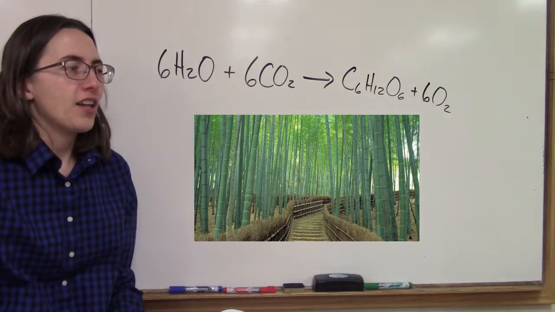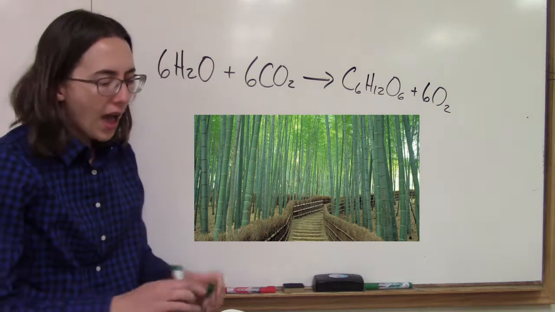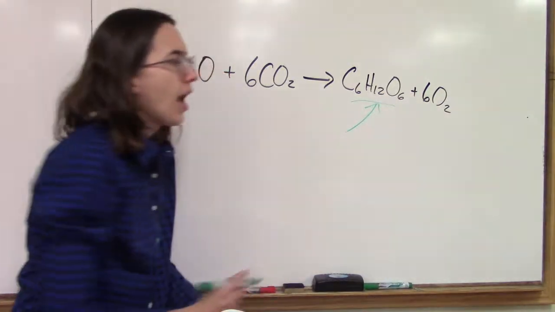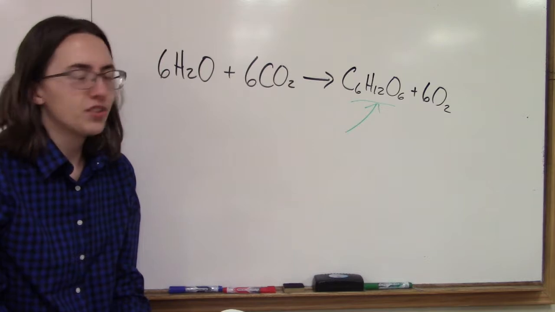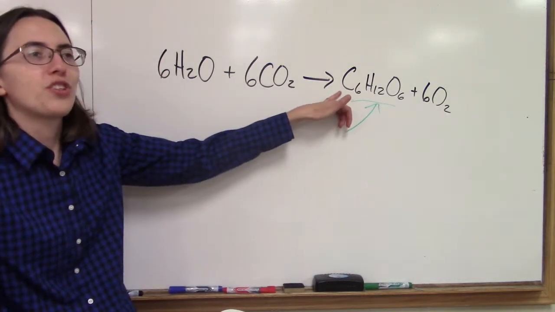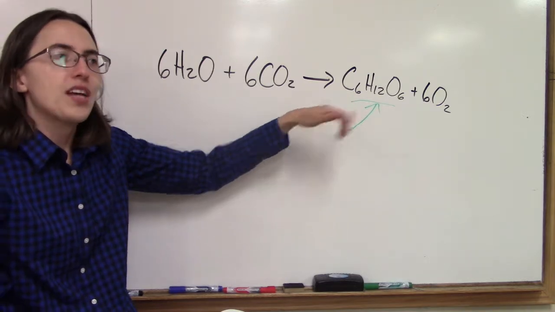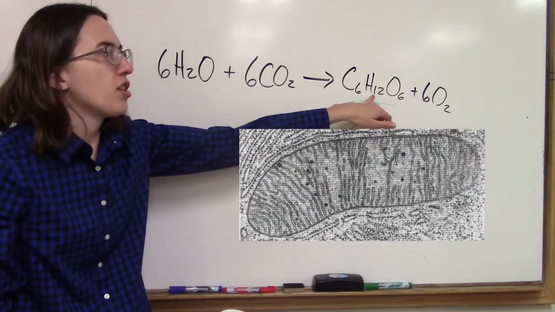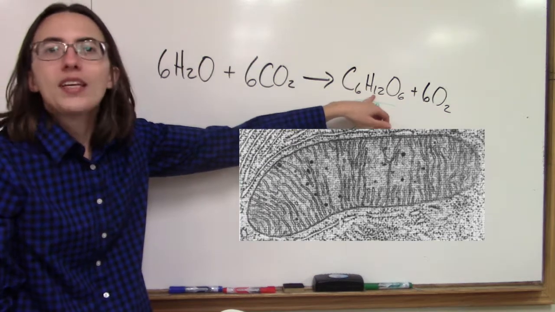So next time we're going to be talking about how plants and also animals and also yourself use glucose in order to extract its energy. So next time we're going to be talking about the mitochondria. How do we get the energy that we put into this glucose? How do we get it back out?